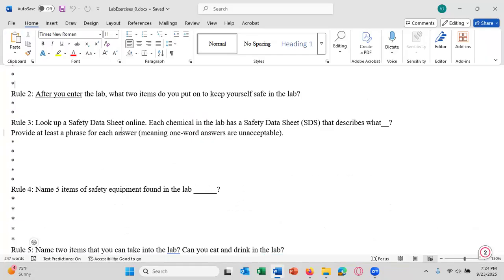Did you put it on before you entered the lab? Yeah. Well, then it's a yes. Okay. All right. Rule 3, look up a lab safety data sheet online.